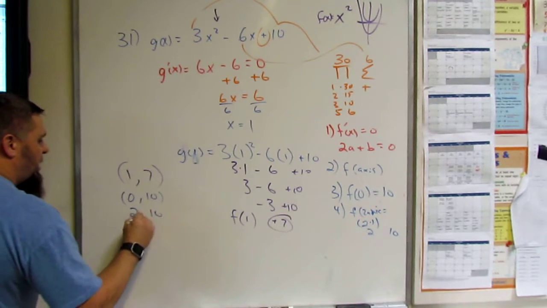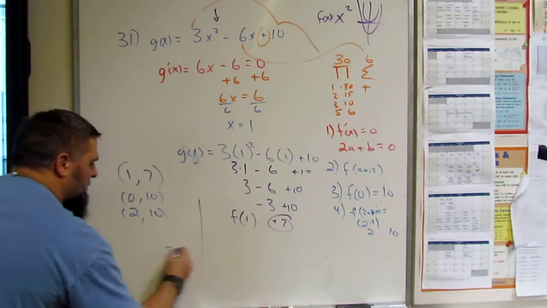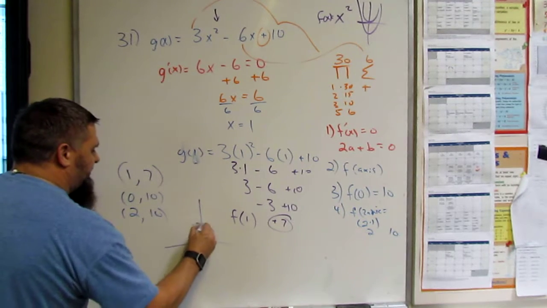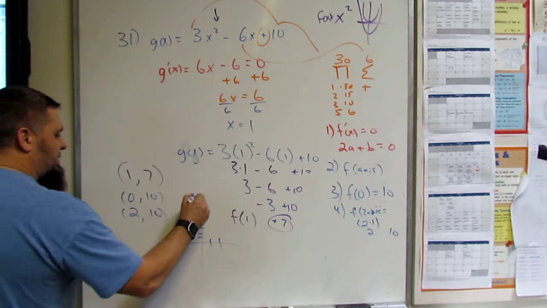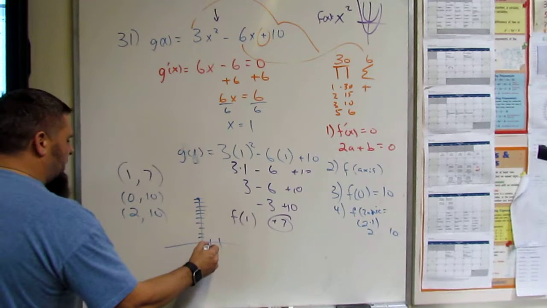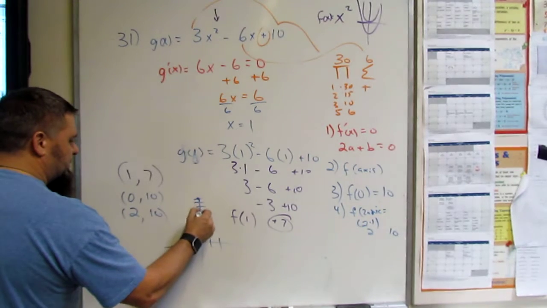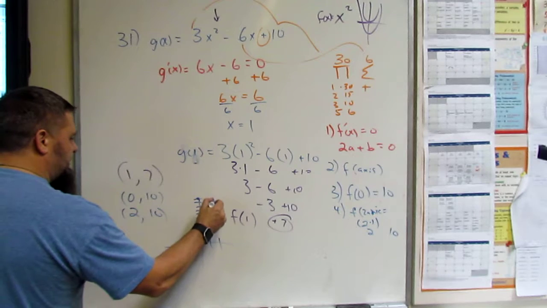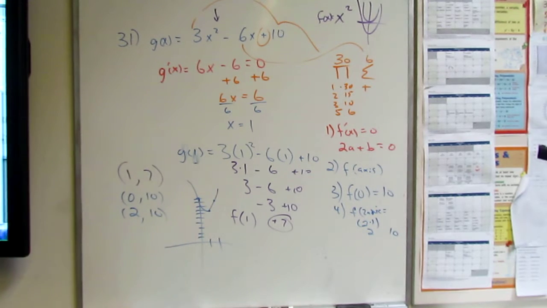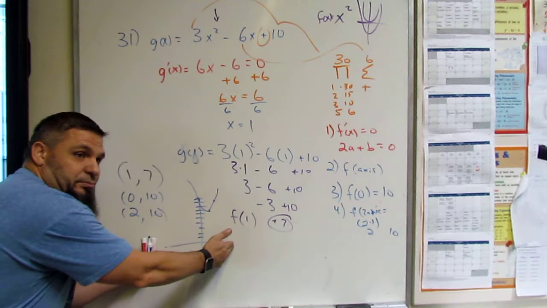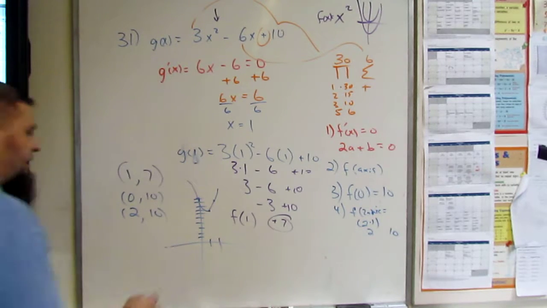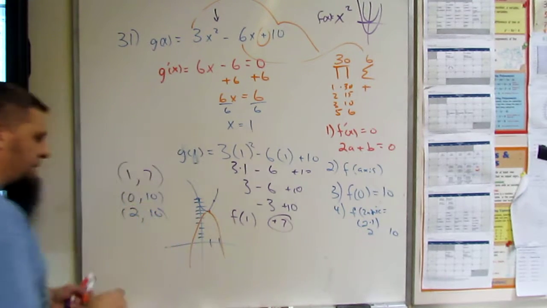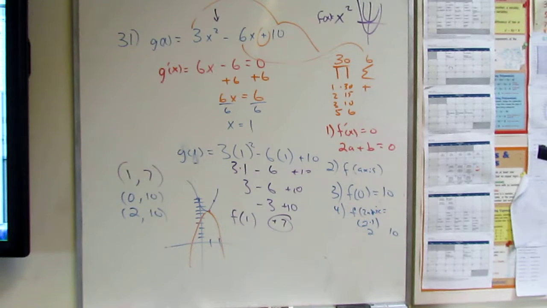So 2 and 10. When you graph this, you've got 1, 2, 3, 4, 5, 6, 7, 8, 9, 10. You've got 0 and 10. You have 1 and 7. And you have 2 and 10. You notice anything about that? It doesn't cross. Yeah, it doesn't cross. So what we're going to have to do is find a way to make it cross. And that's when the quadratic formula comes up.